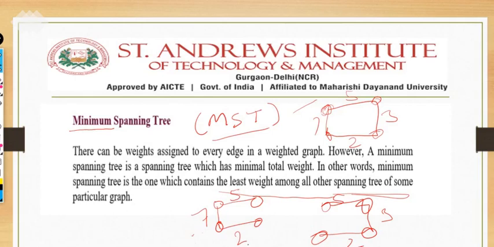7 plus 5 is 12, 12 plus 2 is 14, 5 plus 3 is 8, 8 plus 2 is 10. So we will recommend this one here. This particular spanning tree is known as the minimum spanning tree, which consists of minimum weight, right? I hope it is clear.